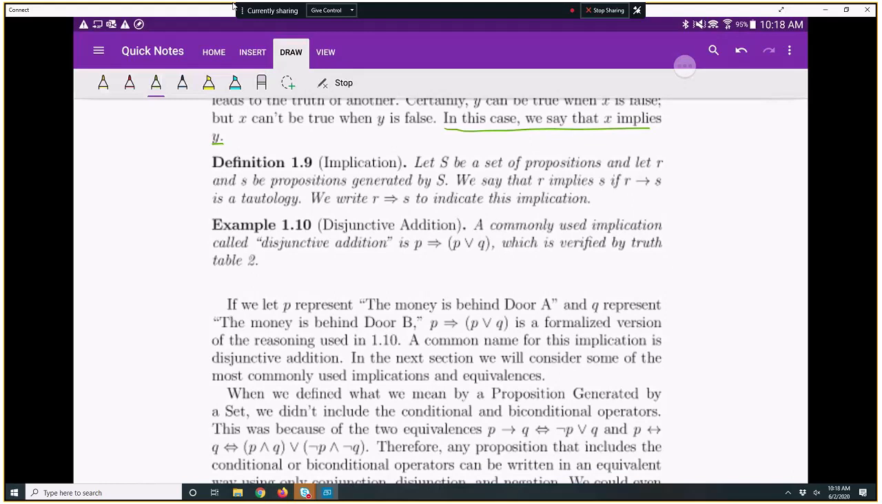Let S be a set of propositions and let R and S be propositions generated by capital S. We say that R implies S if R single arrow S is a tautology. And then we're going to upgrade the single arrow to the double arrow when that's true. A commonly used implication is called disjunctive addition, and that will be P implies P or Q.